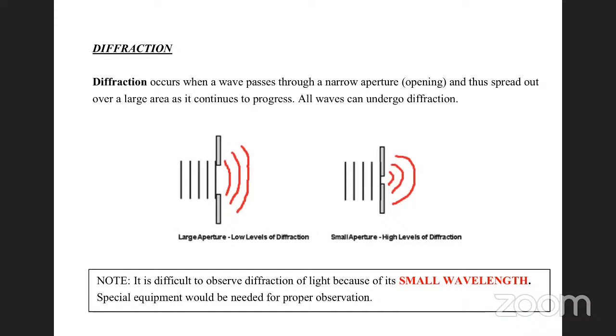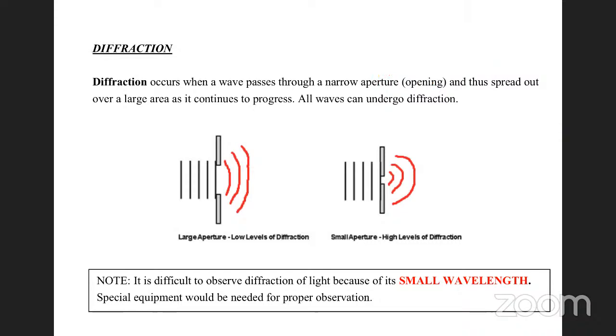So diffraction occurs when you have waves. Imagine you have a wave and the wave is trying to fit through a little space. You have this little gap here and the wave is trying to fit through that space. What will happen is as the wave passes through there, it will spread out. And that spreading out is called diffraction.